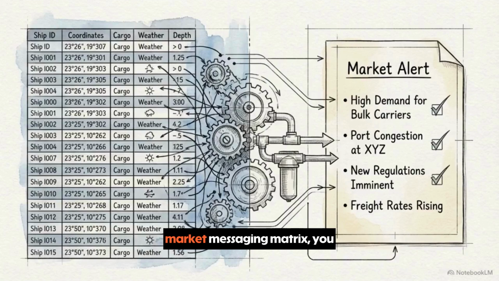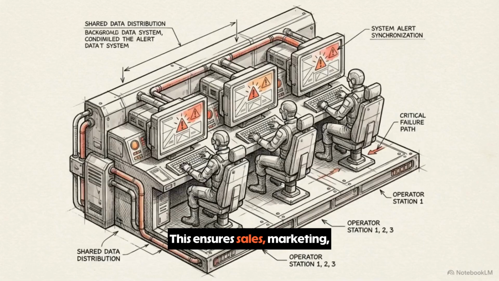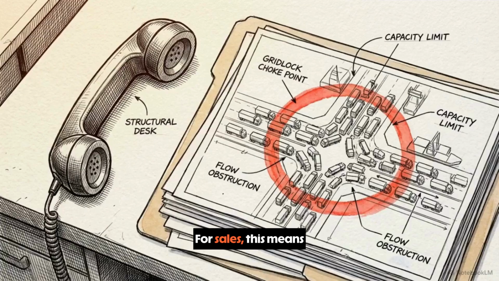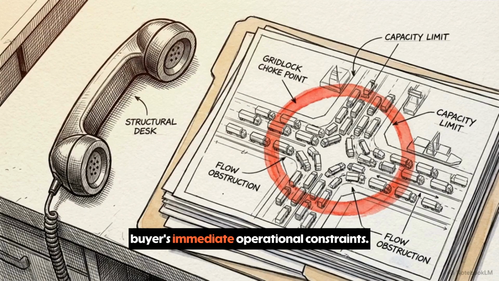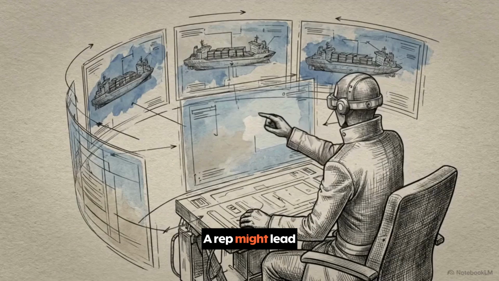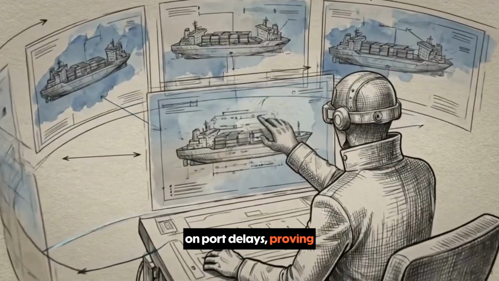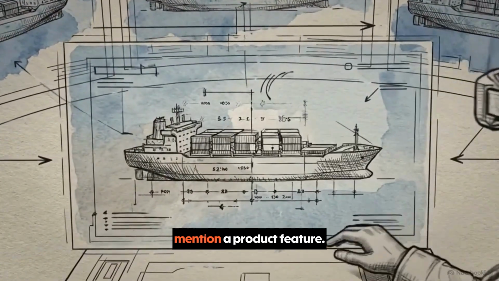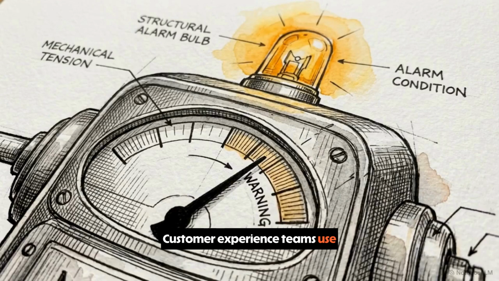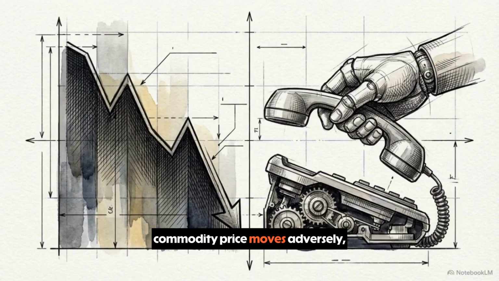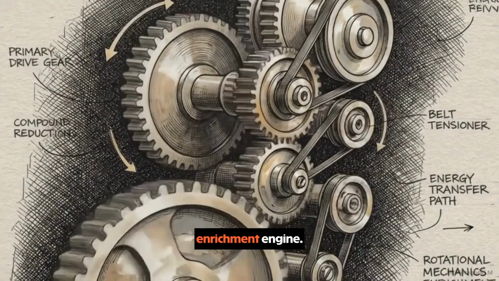In Phase 3, the market messaging matrix, you translate those raw variables into a shared language. This ensures sales, marketing, and customer experience are all reacting to the same market reality. For sales, this means opening conversations with the buyer's immediate operational constraints. A rep might lead with a specific insight on port delays, proving they understand the prospect's business before they ever mention a product feature. Customer experience teams use shifting index variables as early warning triggers. If a client's primary commodity price moves adversely, CX reaches out proactively to address the pain before the client even considers a cancellation notice.